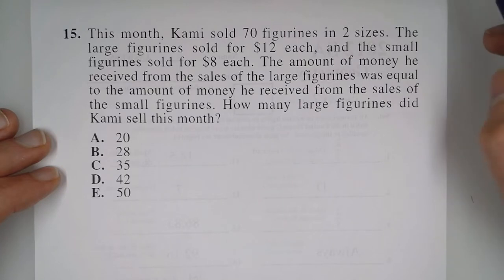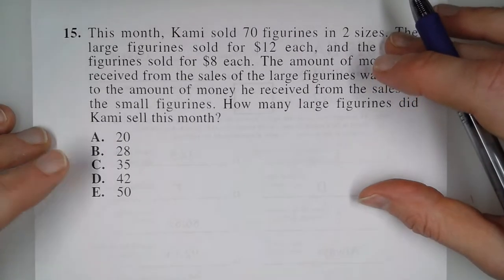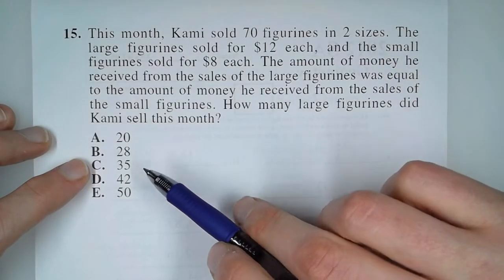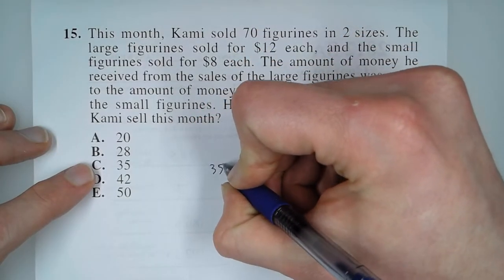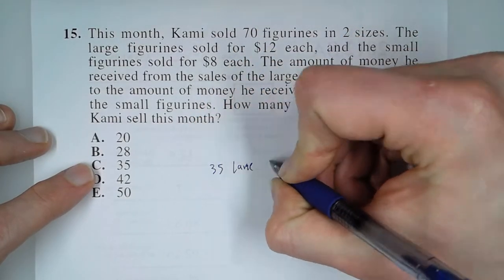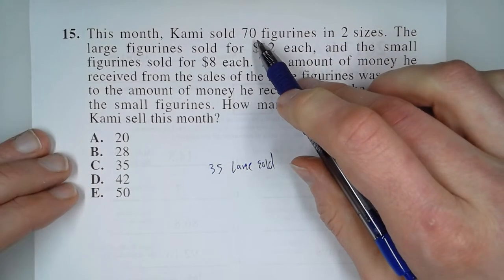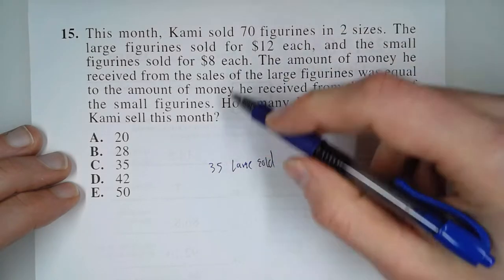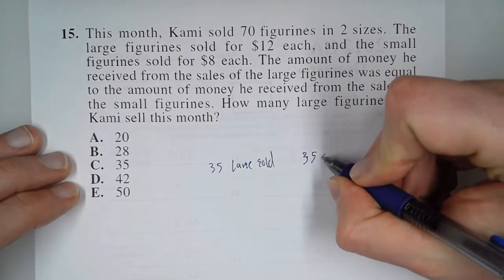Now, what I'm going to do, I'm going to first take a guess and check approach. And when I do guess and check, I always start with the middle number and say, all right, there were 35 large figurines sold. Now, they said there were 70 figurines sold in all. So that means if I take 35 away from 70, that tells me how many small ones I have, which is also 35.